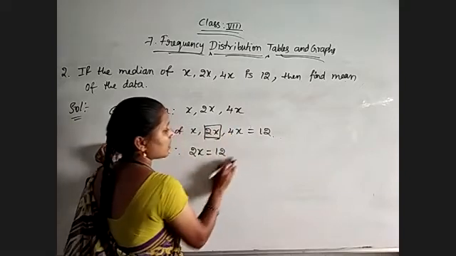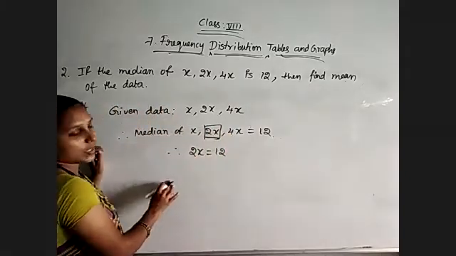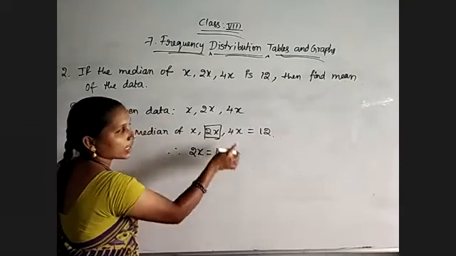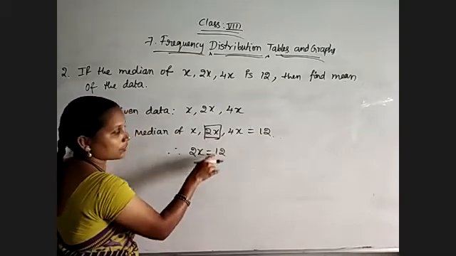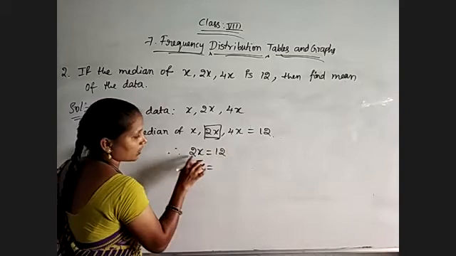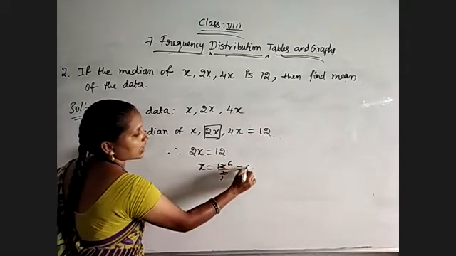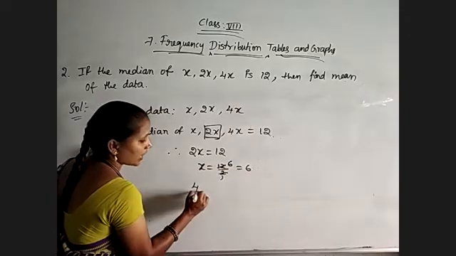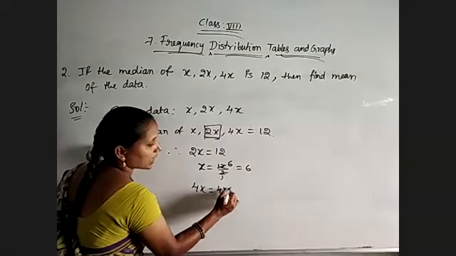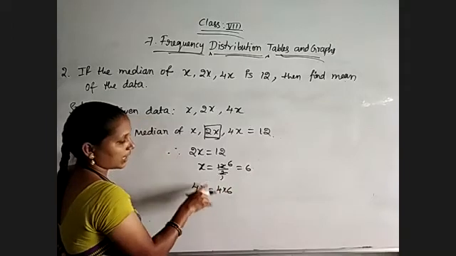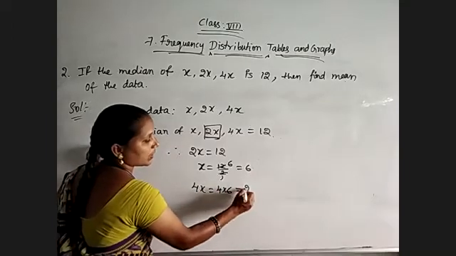So the median of those 3 is equal to 12. Then we need to find the x value and the 4x value. 2x we have as 12, so the x value will be equal to 12 by 2. 2 sixes are 12, so x is equal to 6. And 4x will be equal to 4 into 6, which is 24.